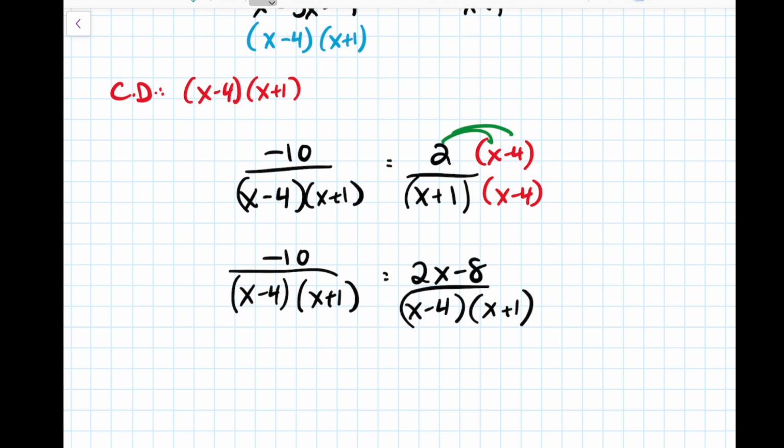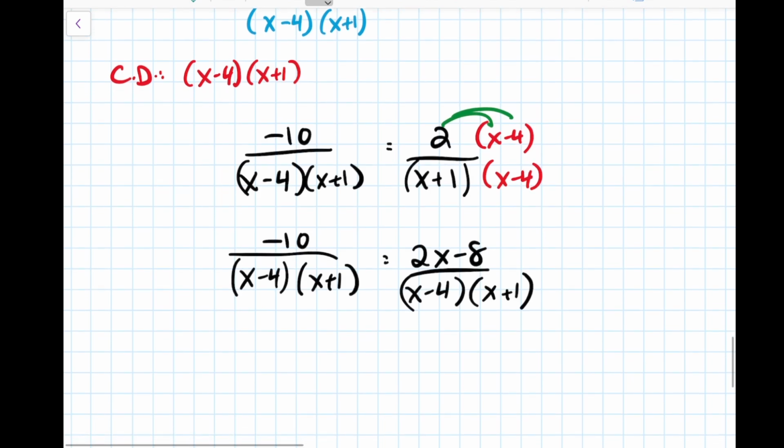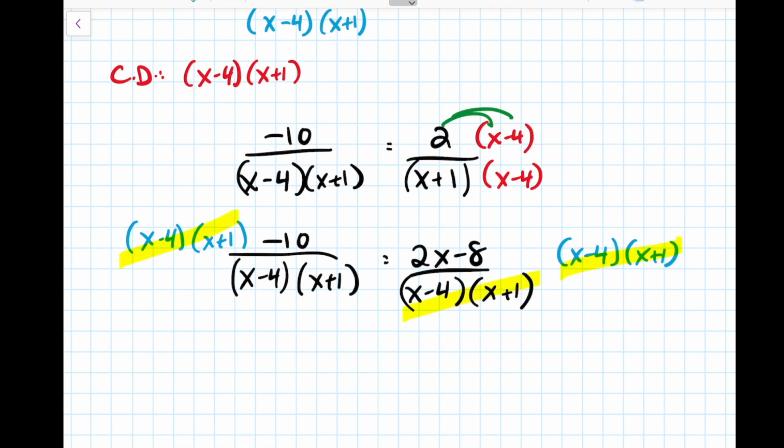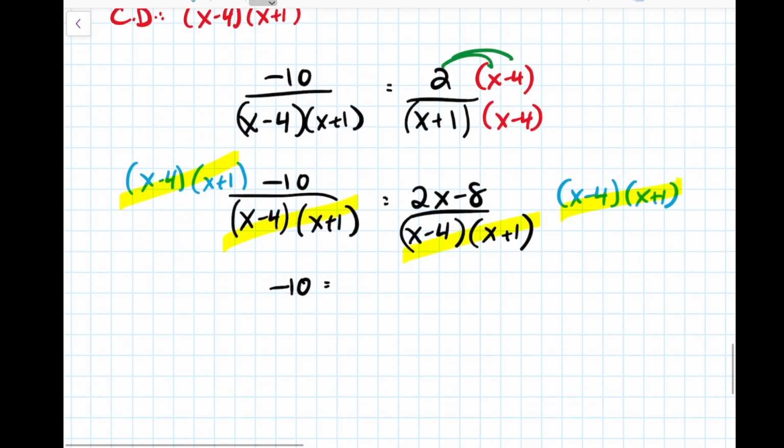So now we want to get rid of those denominators, so we're going to multiply both sides of this by x minus 4 times x plus 1. That's going to cancel out the x minus 4 times x plus 1 on both sides, and is going to leave us with the much simpler negative 10 equals 2x minus 8. And now this is what we want to solve. So we're going to go through our solving process. We're going to add 8 on both sides.